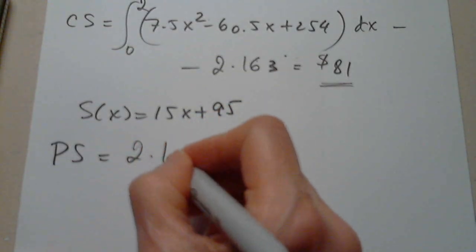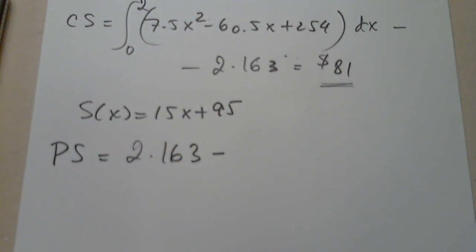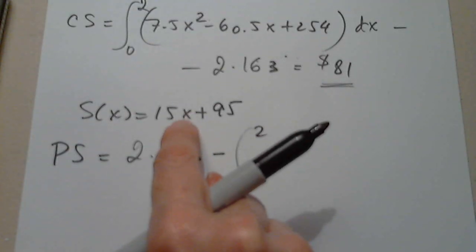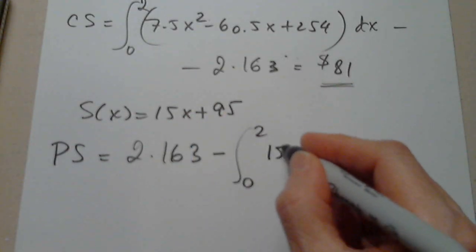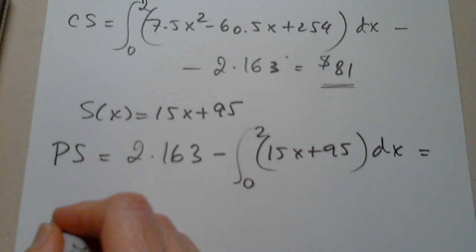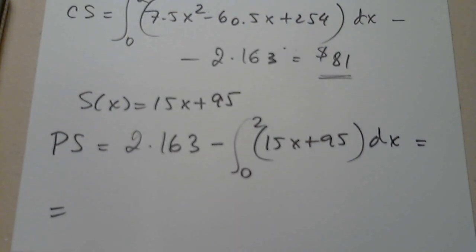Point, it is 2 times 163, absolutely. The integral would be 0 to 2, and then of s of x. Don't forget parentheses and dx. Perfect. Good. Since we determined everything with the calculator, let's continue so we can move on to the next step.